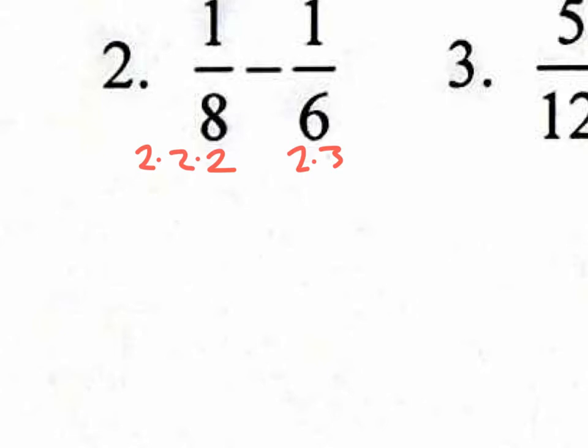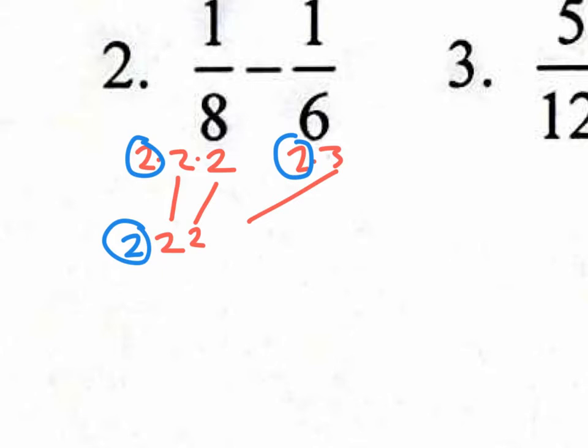Find out what's repeating in the first one and the second one and write it down once. And then what about the rest? Just bring them down. And then multiply it all through. 2 times 2 is 4 times 2 is 8. Times 3 is the LCD, 24.